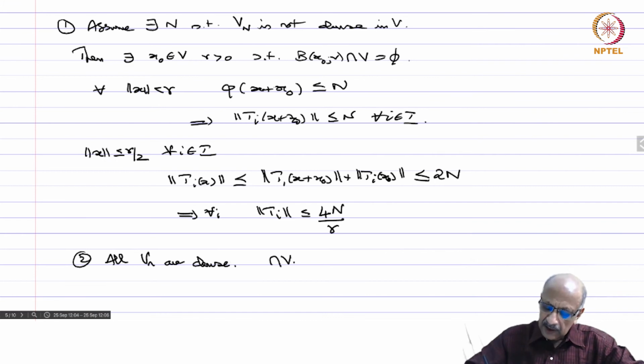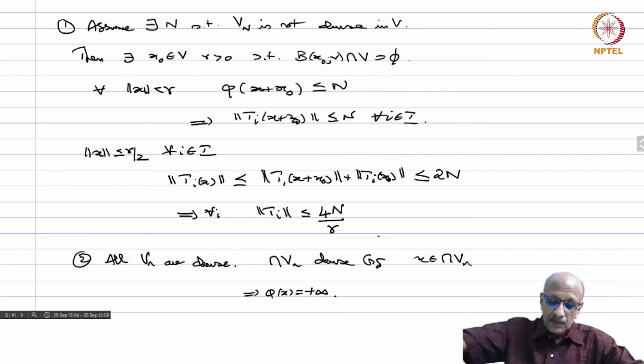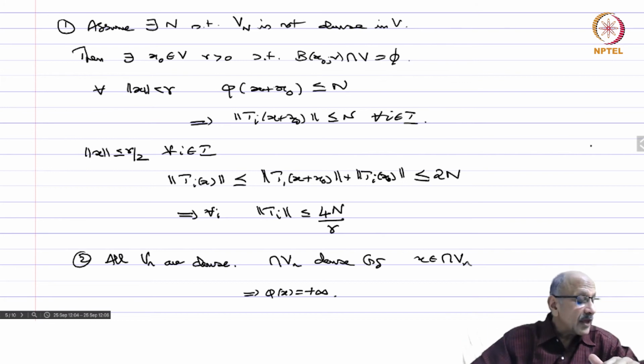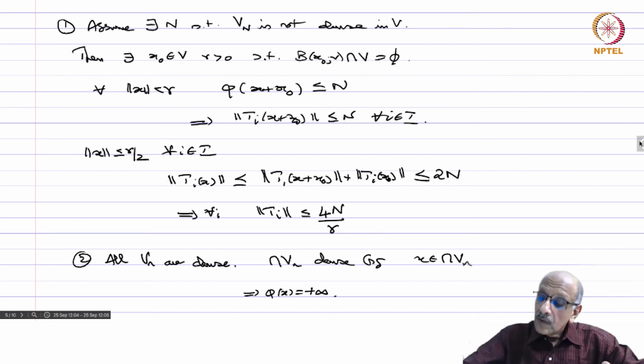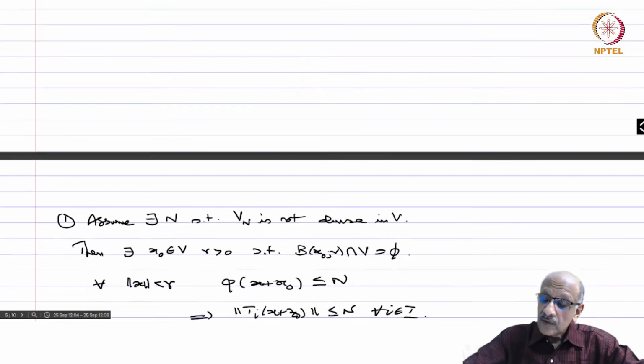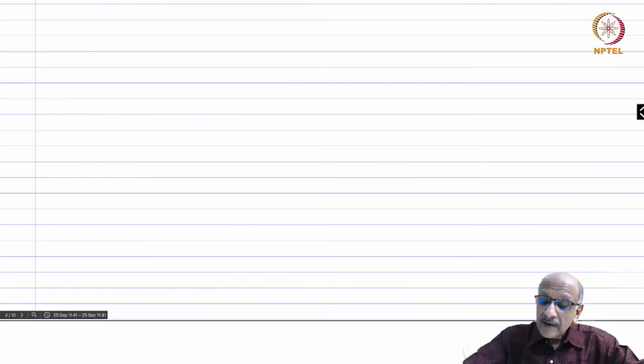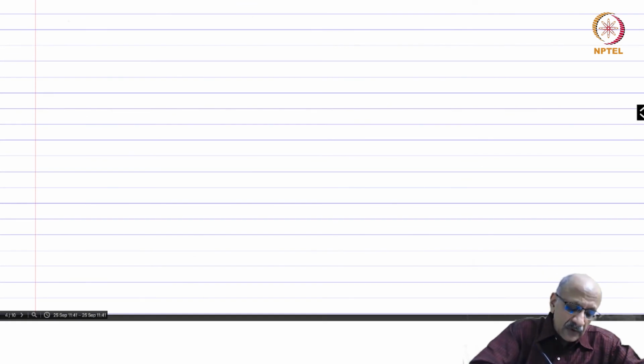Therefore the intersection of the V_n is a dense G delta, and if x belongs to the intersection of the V_n, what does it mean? Phi x is bigger than n for all n, which implies phi x equals plus infinity, and that is precisely what the theorem is saying. Okay, so this is called the Banach-Steinhaus theorem, and now we will state a corollary which is the usual form in most books.